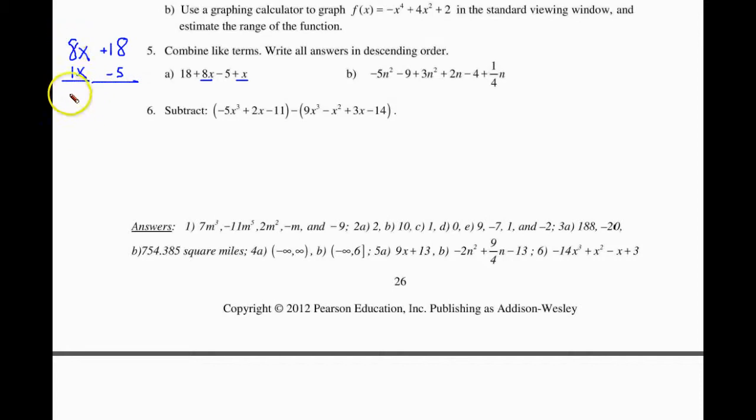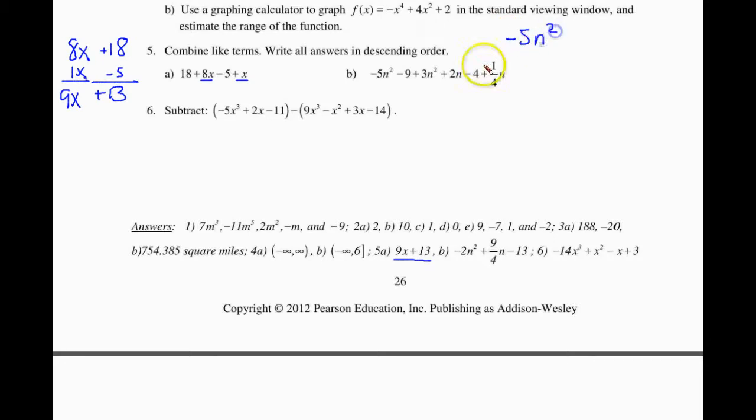So as we add these up, this is 9x, and here we're just subtracting, plus 13. So that's pretty straightforward. Now this next one gets to be a little tricky, and you're going to get lots that are challenging. This is just to show you how it's done. Well, let's line them up like terms.